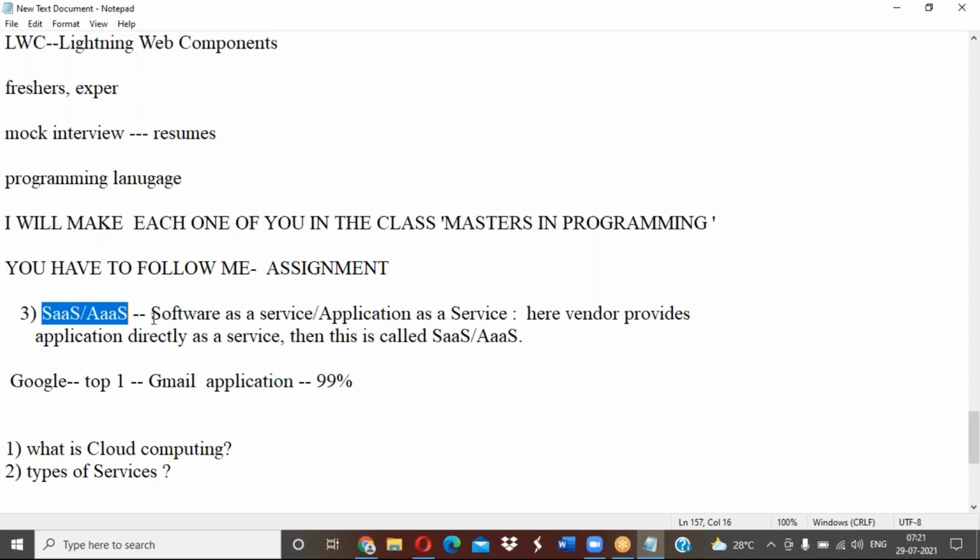Here, the vendor company provides the application directly as a service to the clients and development companies. That kind of service, what can you call it? Software as a service, or application as a service.